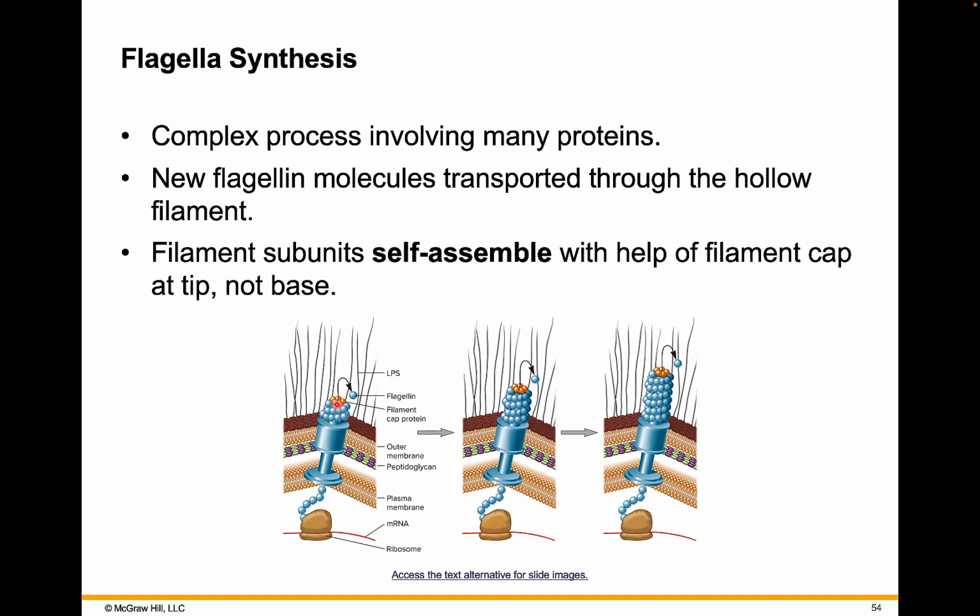And this filament cap protein essentially allows the flagellin to properly precipitate and form a rigid structure. This is completely done by self-assembly with the help of the filament cap at the tip. So essentially, the tip of the flagella actually grows. It is not that it grows from the base.